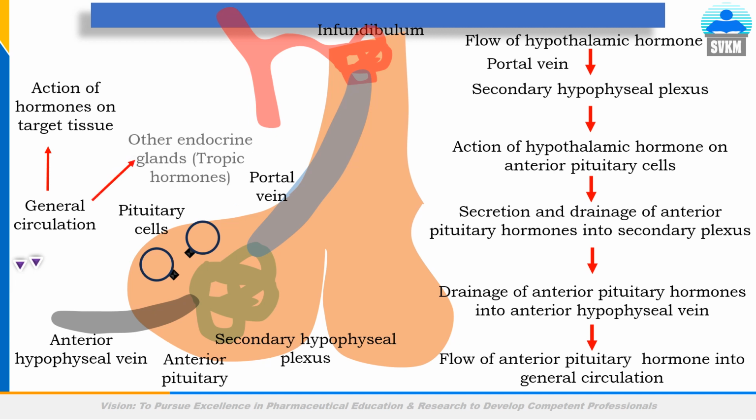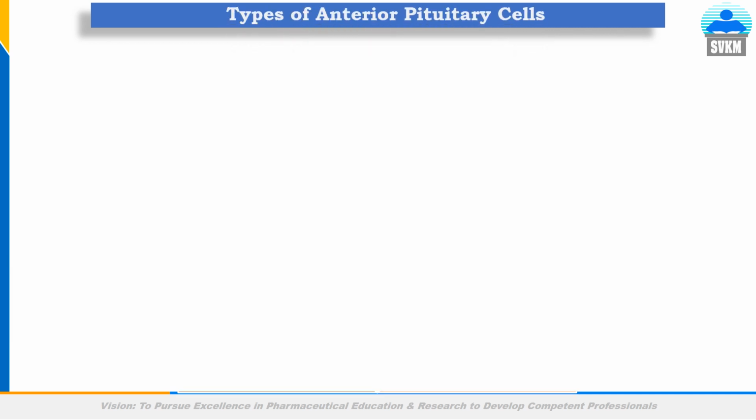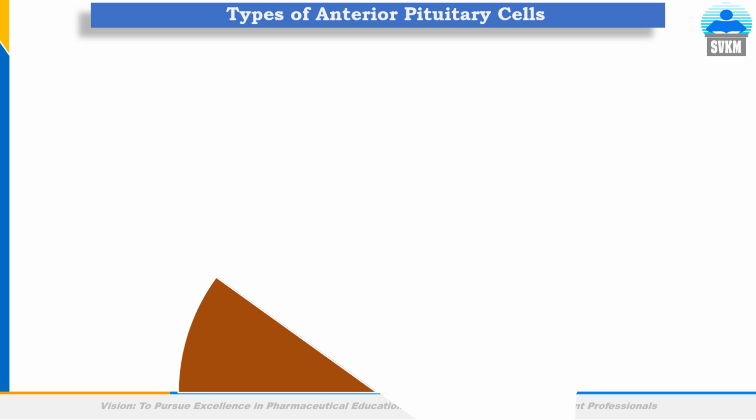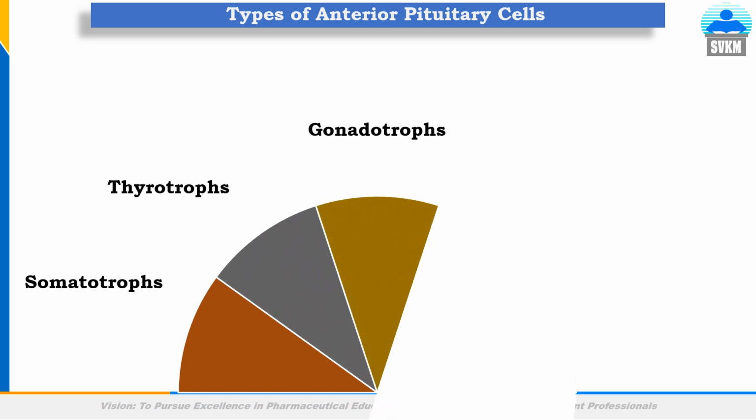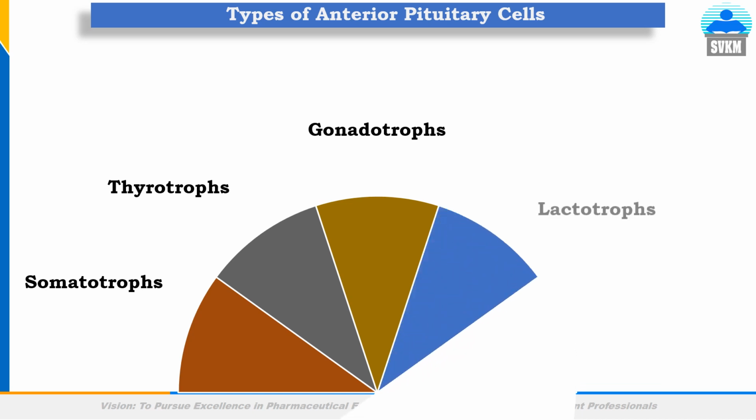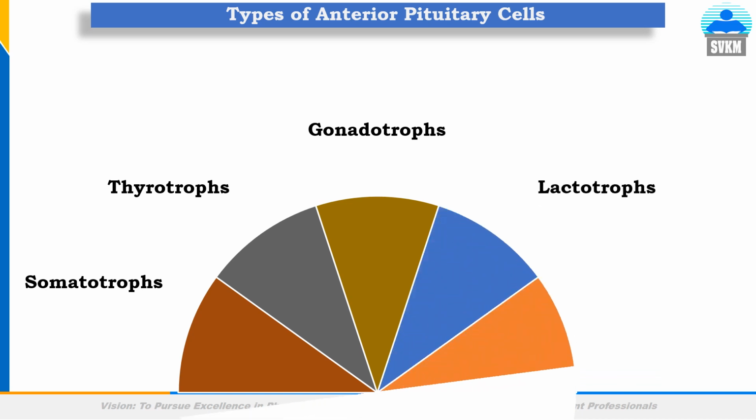If an anterior hormone acts on another gland, that type of hormone is called a tropic hormone or tropin. The types of anterior pituitary cells are: first, somatotropes; second, thyrotropes; third, gonadotropes; fourth, lactotropes; and last, the corticotropes. So there are five different types of anterior pituitary cells that secrete different types of hormones.